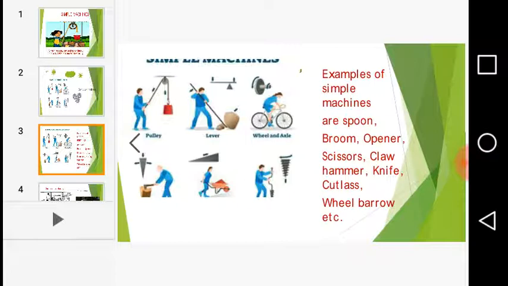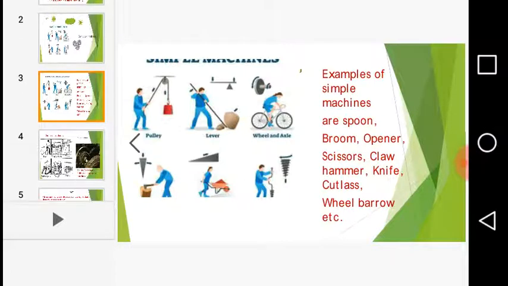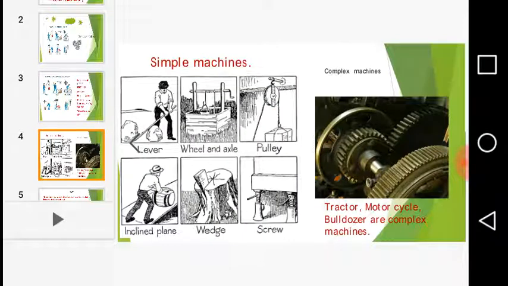Any simple machine has 3 important parts. Again, any simple machine is composed of 3 important parts, and these parts are the pivot or the fulcrum, the effort, and the load.